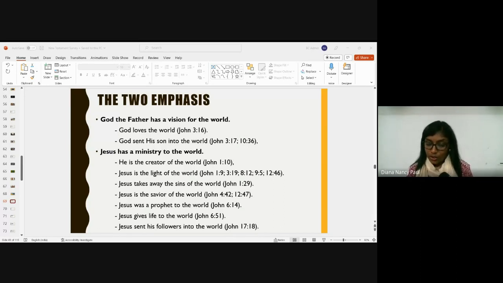Verse 29. Next day, John saw Jesus coming toward him and said, Behold, the Lamb of God who takes away the sin of the world. So what does this say? Jesus is the one who takes away the sins of the world. He is our Savior. He is our Redeemer.